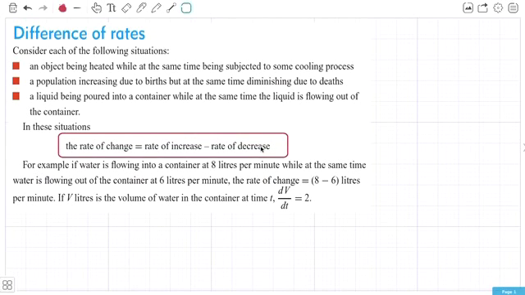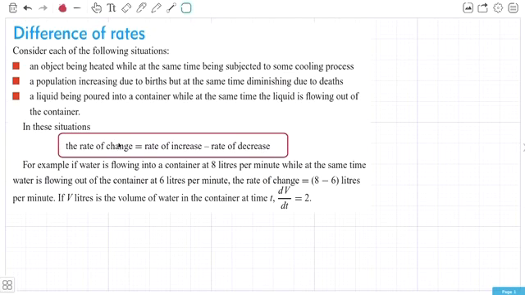We're looking now at a difference of rates, and this is where you're looking at situations where you might be heating an object while it's also being cooled, births and deaths for a population, liquid going in and liquid going out of a tank. So it's basically you've got two opposing forces, or things happening at the same time.